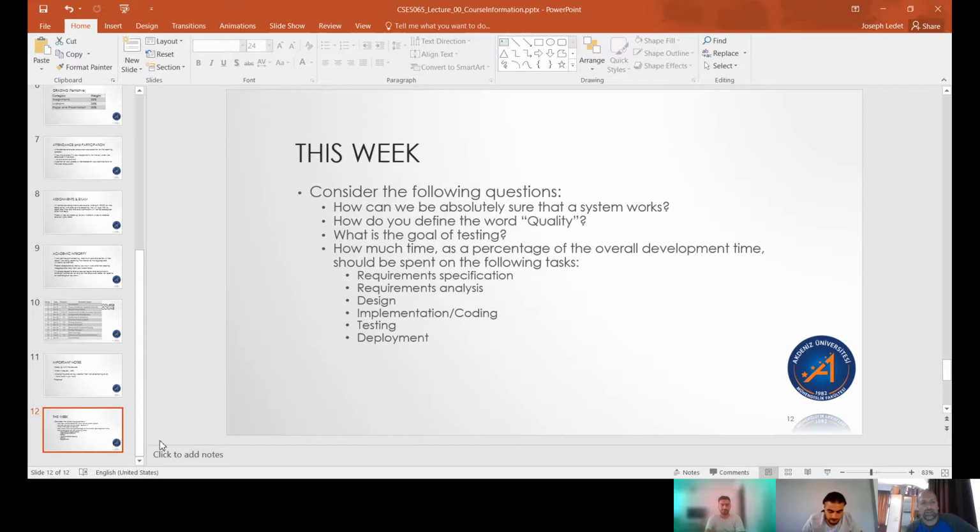What is the goal of testing? And how much time, as a percentage of the overall development time? So you have a system you're developing from start to finish, from requirements to deployment. How much percentage time should we be spending on each of these following tasks? Requirements specification, requirements analysis, design, the implementation, coding, sometimes called the construction phase, testing, and deployment. Like, what should it be?